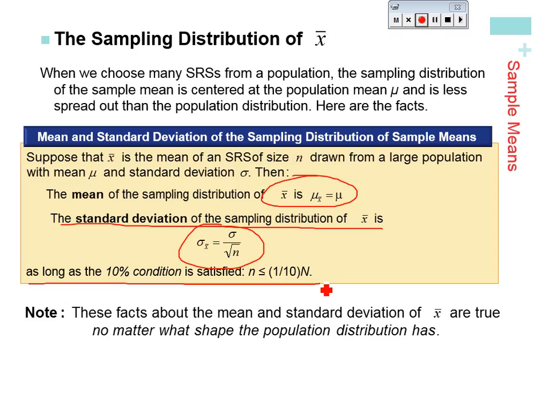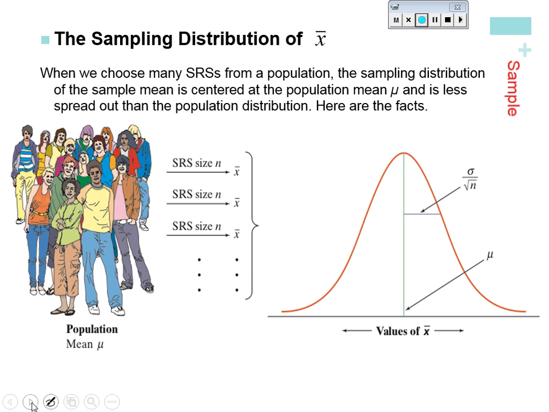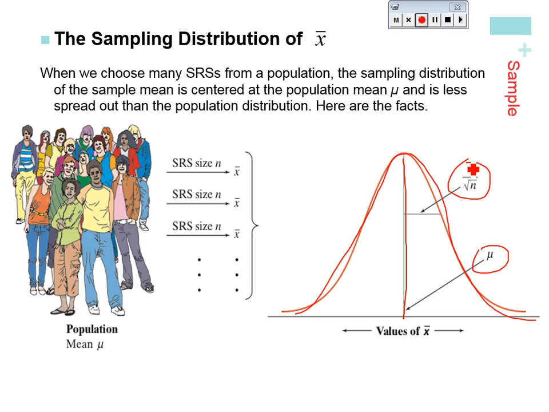Just a point of note here at the bottom: these two facts, the mean and the standard deviation for x bar, are true no matter what shape the population distribution has. And that's one of the things that we're going to look at in terms of the shape of the sampling distribution as a function of the population distribution. So here's just a simple normal curve where we have the population mean down the middle, there's mu, and once again we're going to break up the curve with the values of the standard deviation, which we'll find by doing the population standard deviation over the square root of the sample size.